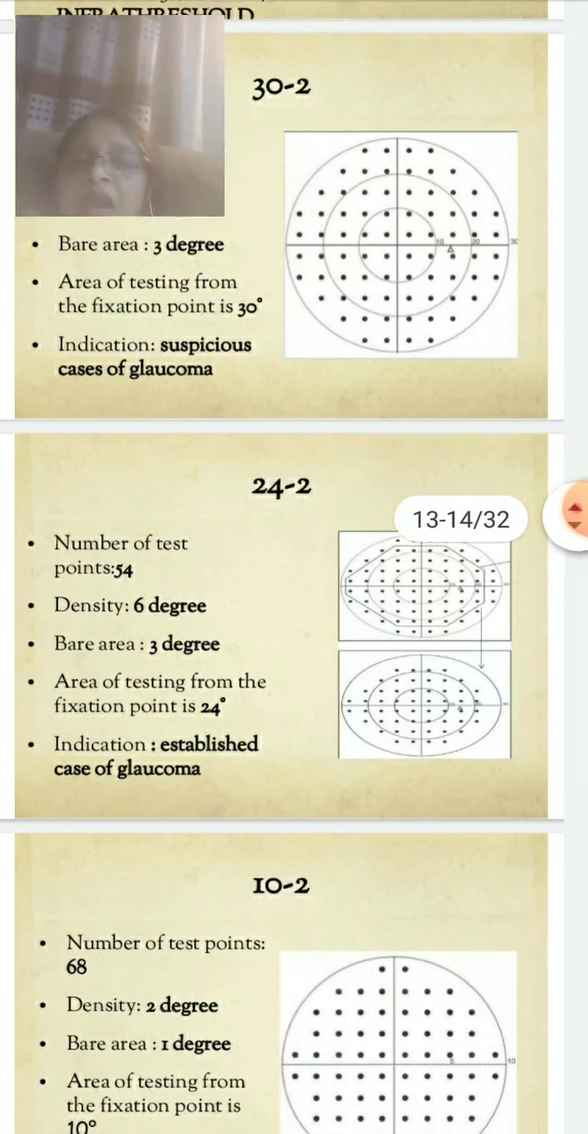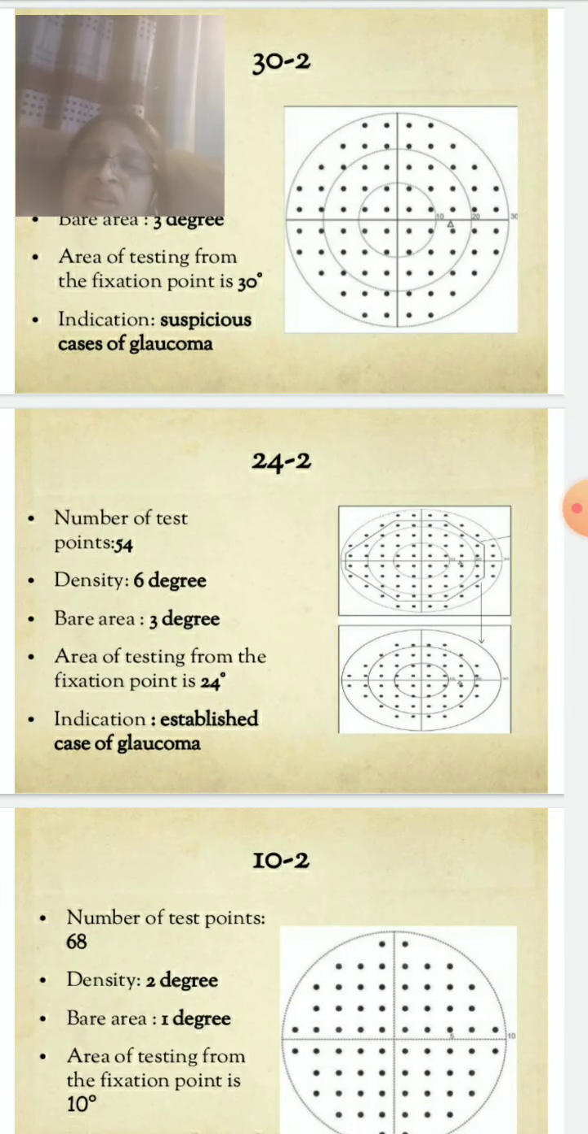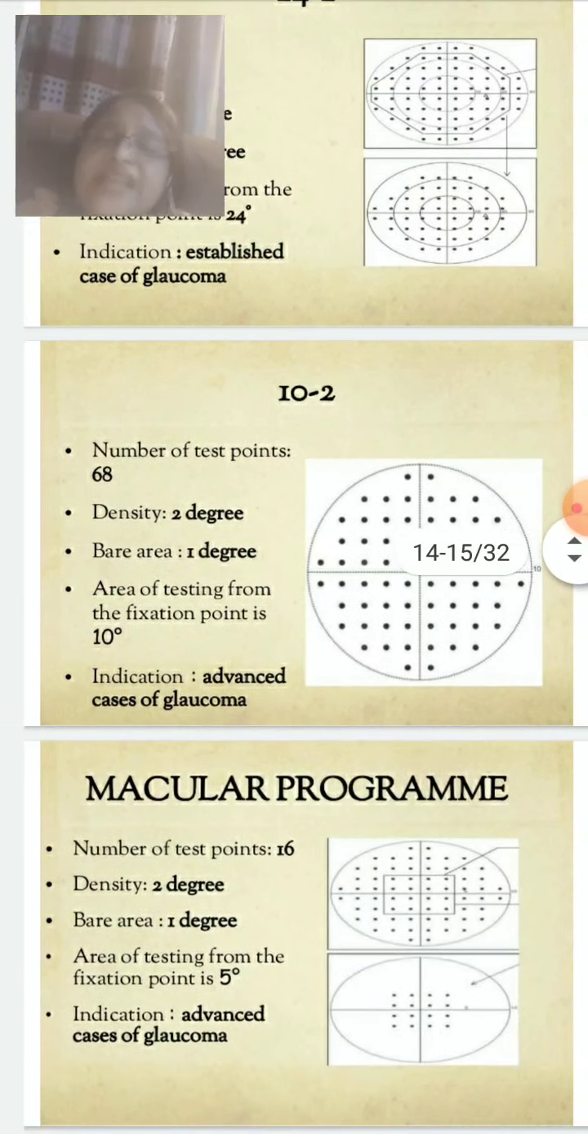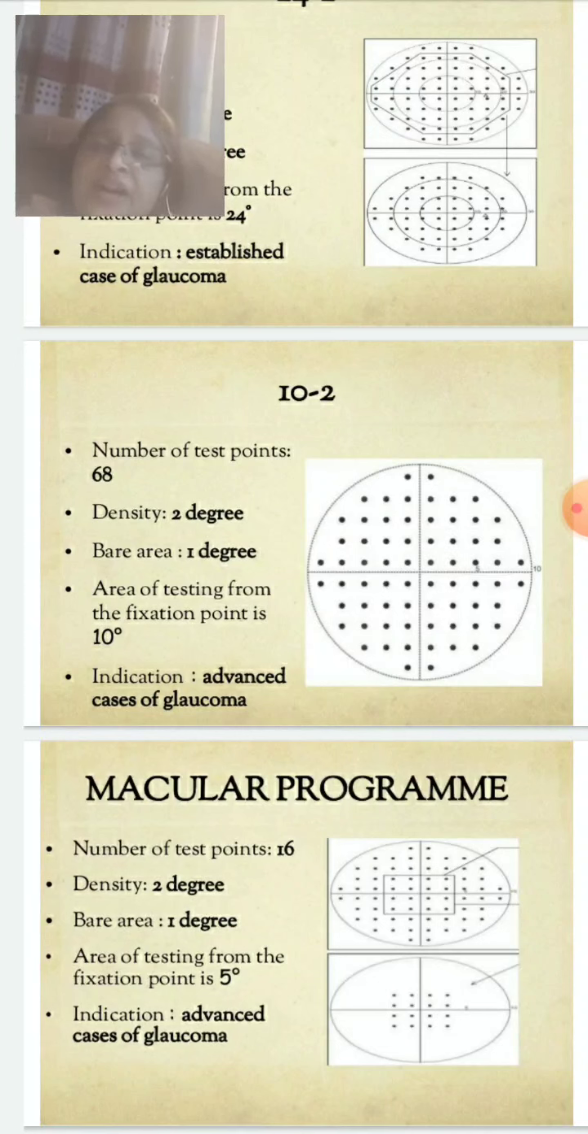glaucoma. Now 24-2, the number of points measured is 54. Here also the density is 6 degrees, that is, the interval or the space between the 2 points is 6 degrees. And the bare area is 3 degrees, that is, from the fixation point, the surrounding area which is bare is 3 degrees. It also takes 24 degrees of the visual field and is done in diagnosed cases of glaucoma. If the central 5 degrees is affected, then we go for a 10-2.